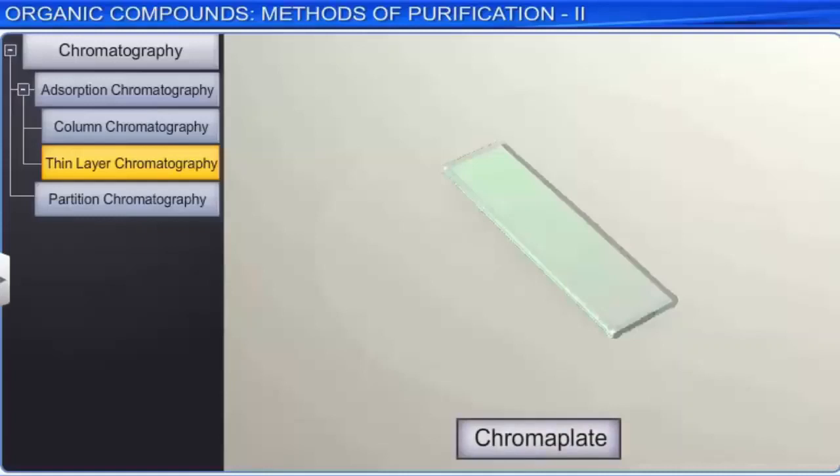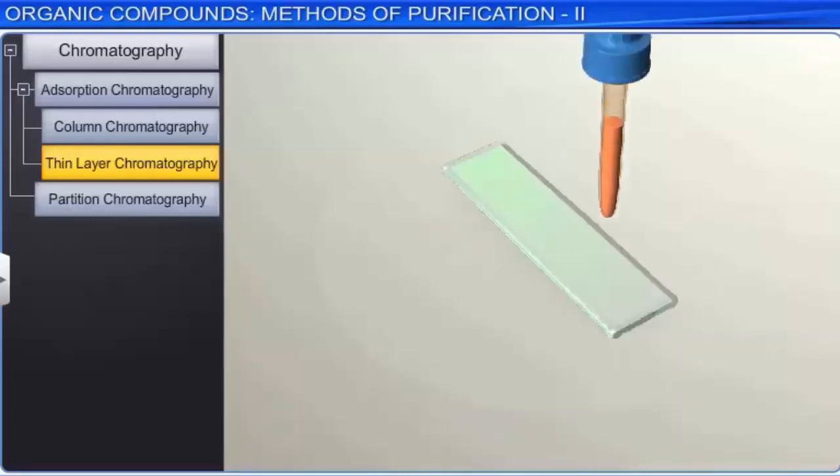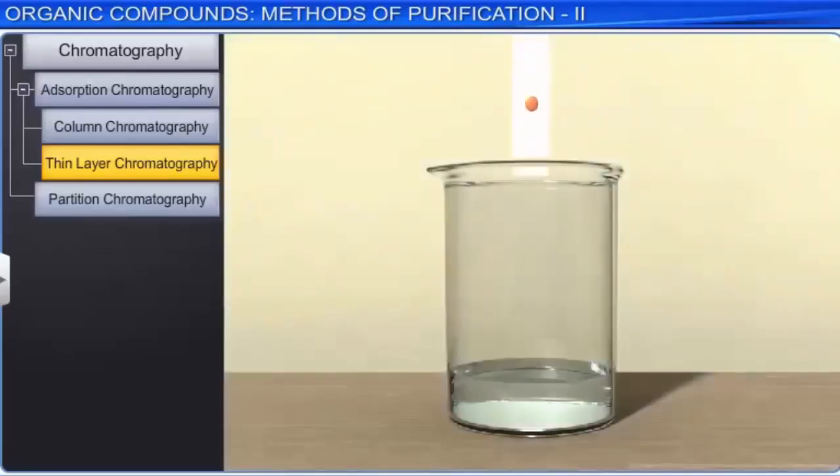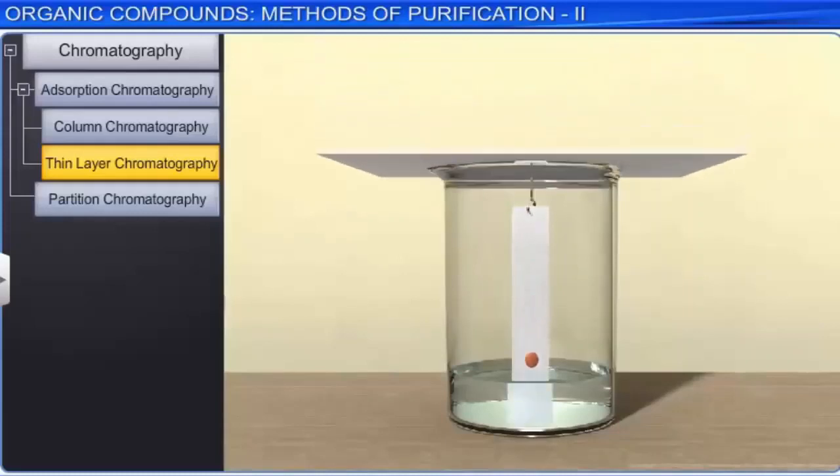Then, a small spot of the solution of the mixture to be separated is applied about 2 centimeters above one end of the glass plate. Then the plate is placed in a closed container containing the eluent. As the eluent moves up the plate, it causes the components of the mixture to distribute between the adsorbent on the plate and the moving solvent, thus separating the components of the mixture.